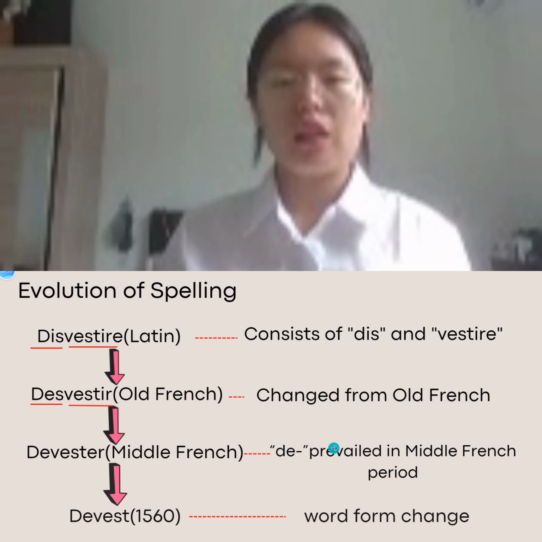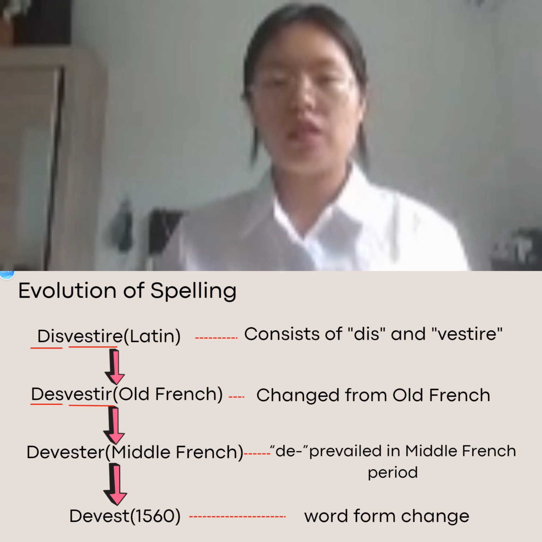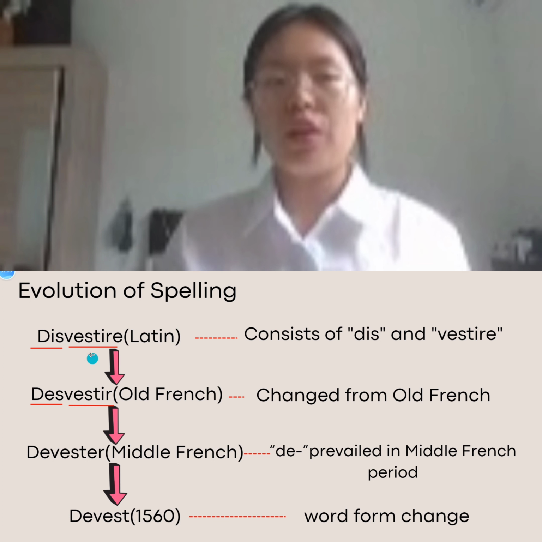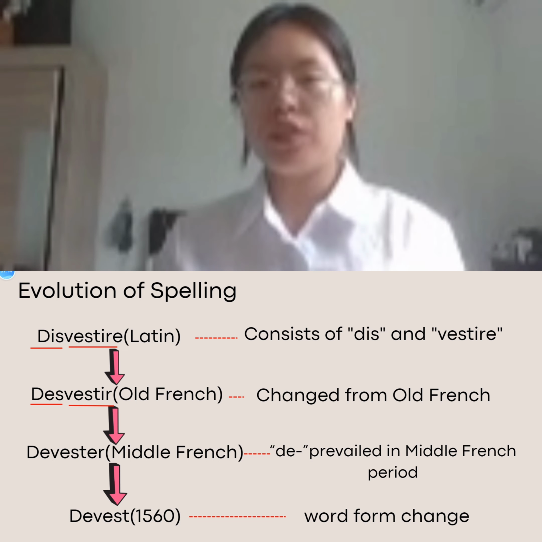Now let's look at the evolution of spelling. The early spelling of divest was disvestere, and the word-forming elements come from Latin, composed of dis and vestere. Dis and des have the same meaning, meaning separate or in different directions. But in later Latin, dis became the most popular form. Vestere comes from Latin and means to put on clothes, so the word originally meant to undress or take off clothes.